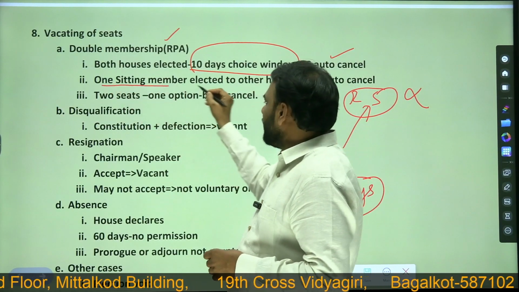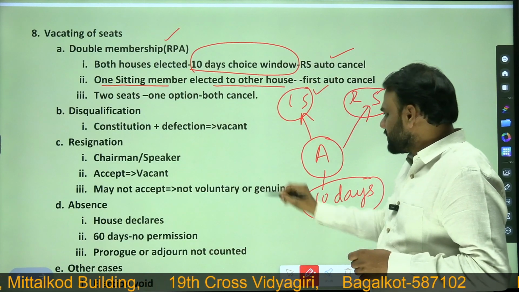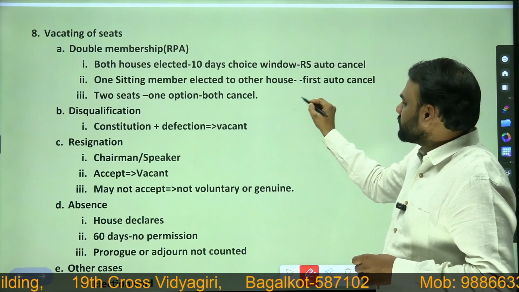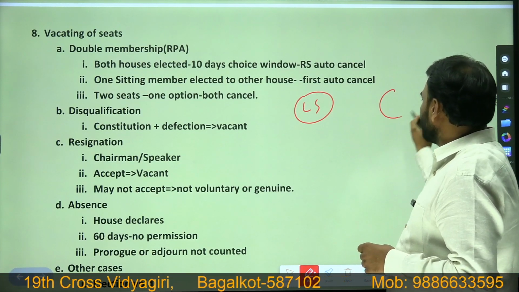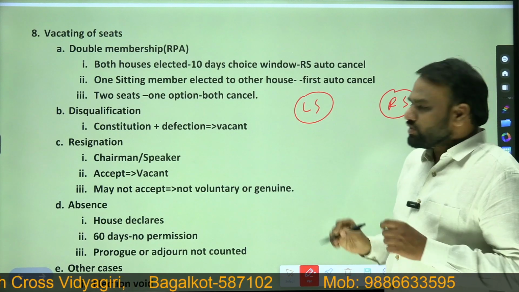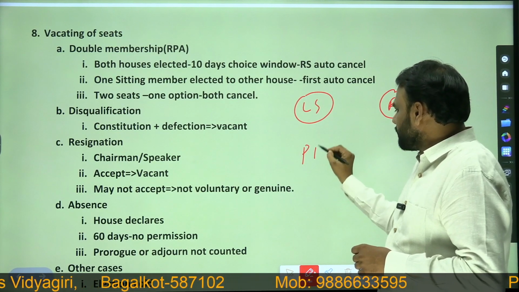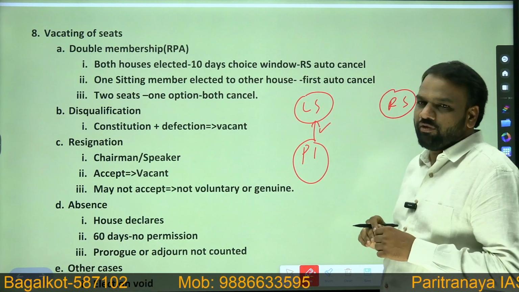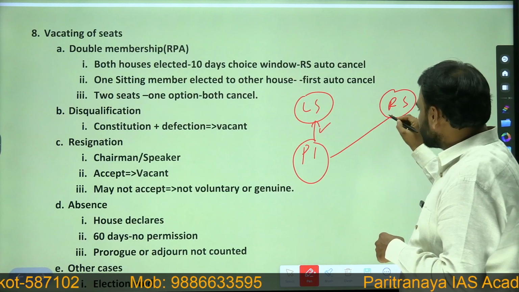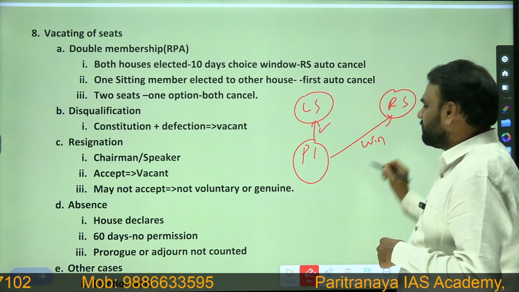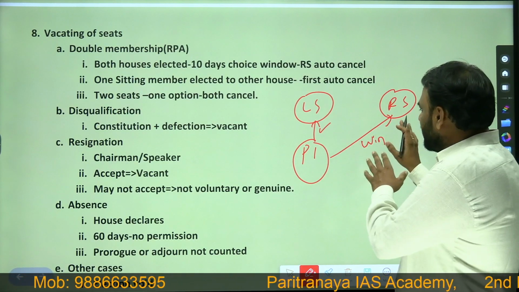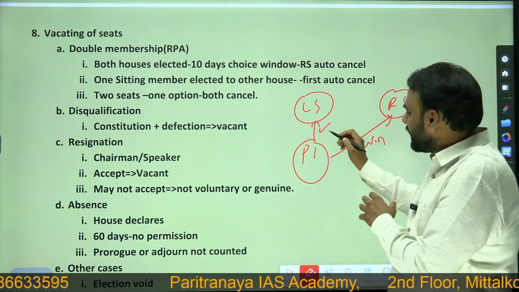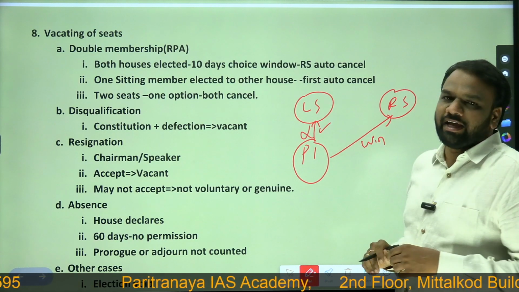Next, what is the other case? One sitting member is elected to the other house. So what does it mean? Let us assume Lok Sabha and Rajya Sabha. Consider person 1, who is already a member of Lok Sabha, but he contests the Rajya Sabha election and wins there as well. What happens? Automatically his membership of Lok Sabha will get cancelled.